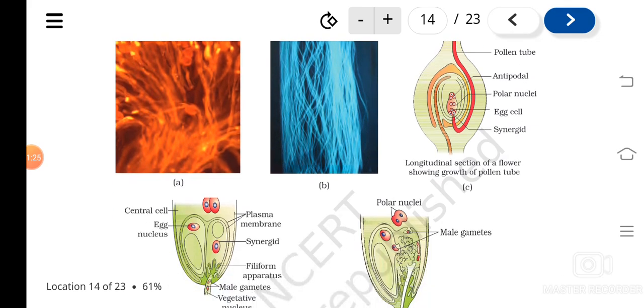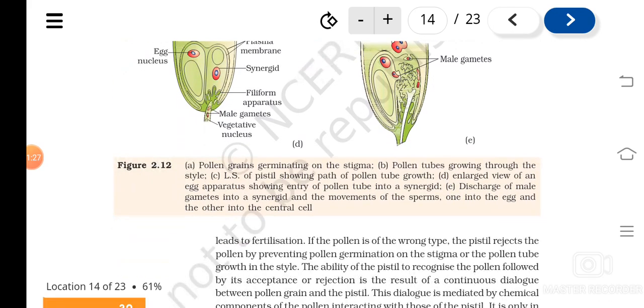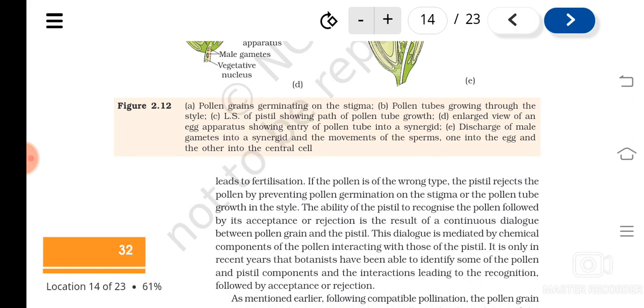So the pollen grain will start its growing from the stigma to the style, and then it will reach the ovule, isn't it? Do you remember the parts of a carpel? Stigma, style, and ovary. Ovary will have what? Ovule. Ovule or ovules, understood. So it will come down, and then it will enter the ovule.